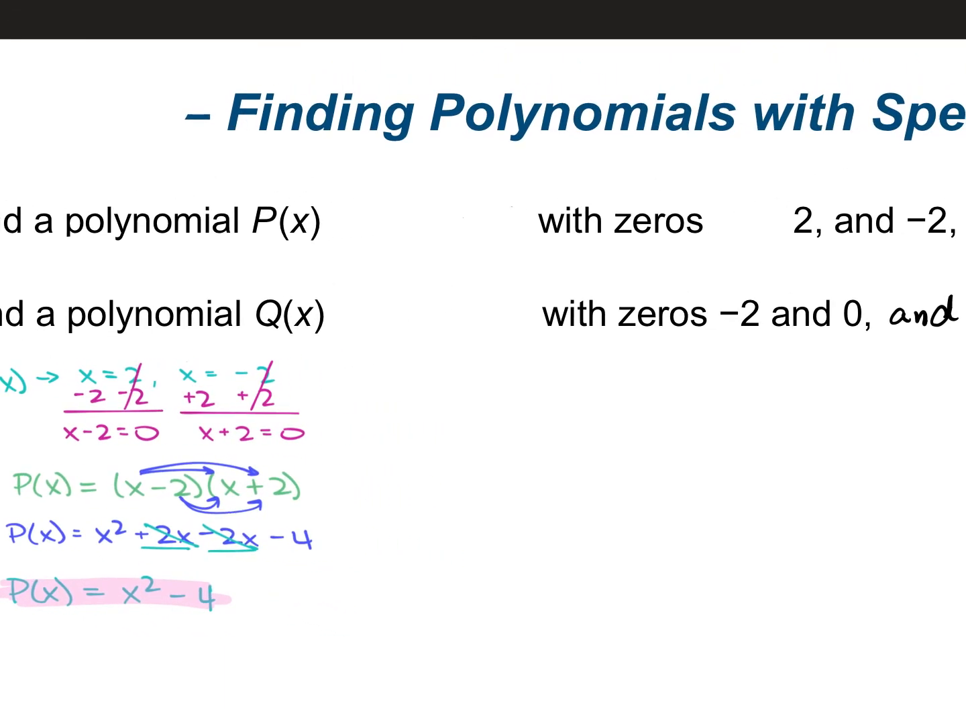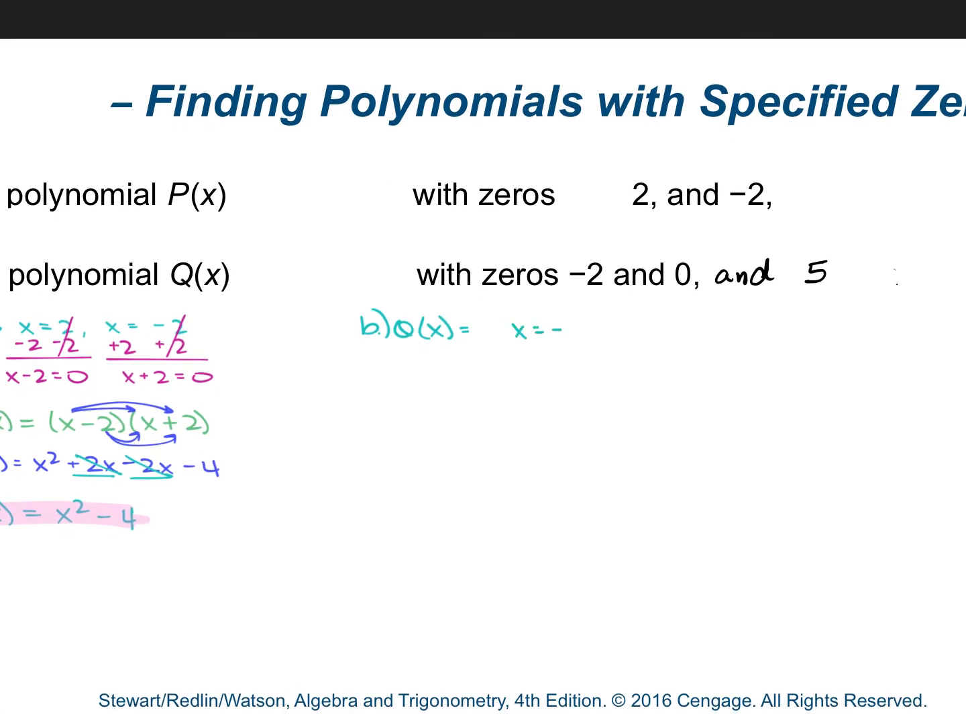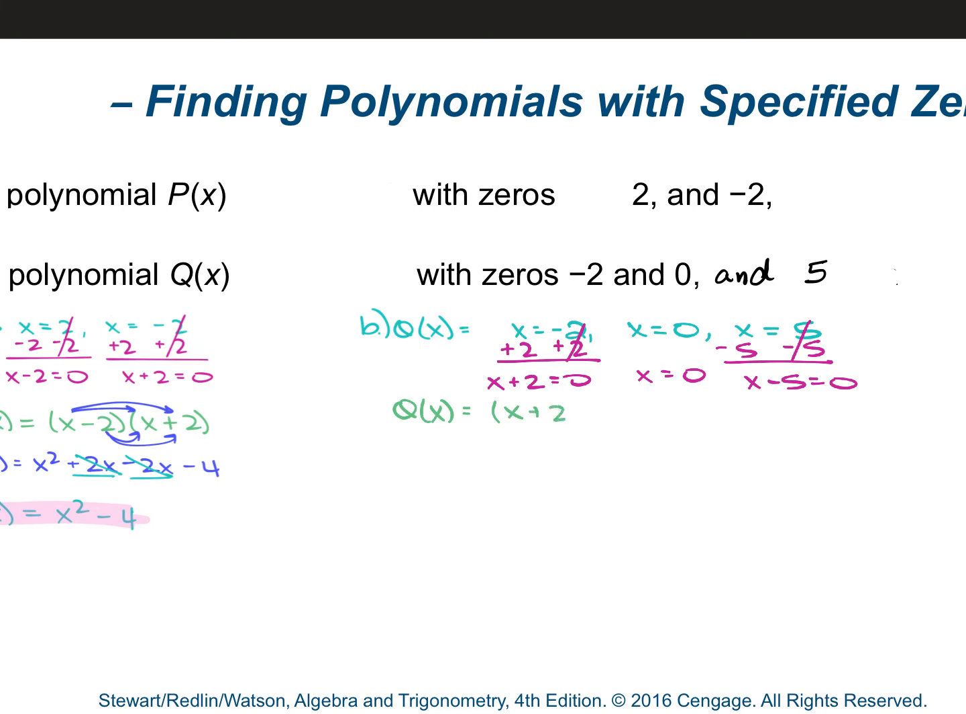For example B, we're going to find q of x. So we're going to write this q of x is equal to, and then it gives us the zeros of -2. So x is equal to -2, 0, so x is equal to 0, and 5, so x is equal to 5. For the x is equal to -2, we're going to add the 2 to move it over, to get x plus 2 is equal to 0. The x is equal to 0. It's just x is equal to 0. And the x is equal to 5. We're going to subtract the 5 over. So we have that x minus 5 is equal to 0. So this is going to give us q of x is equal to x plus 2 times x minus 5.